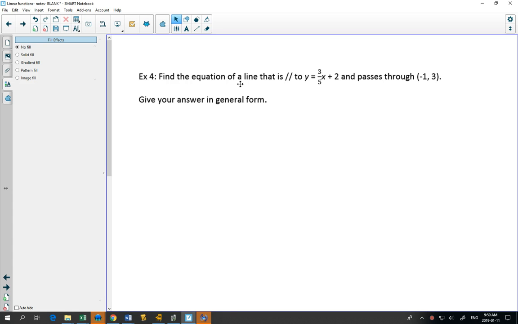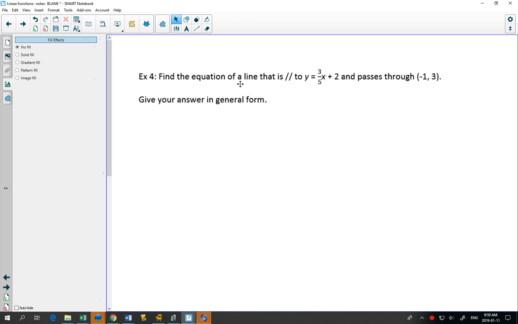Find the equation of a line that is, and those two dashes are supposed to be short for parallel, parallel to y equals 3/5 x plus 2 and passing through -1, 3. So we have to break this question down. What are we trying to find? An equation of a line.